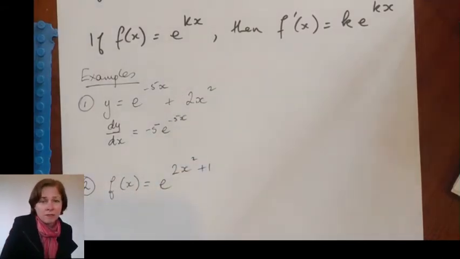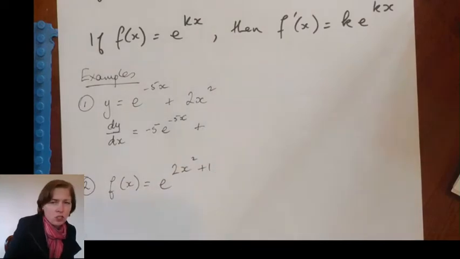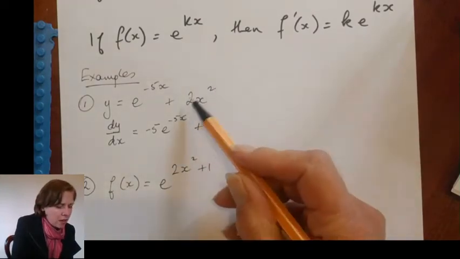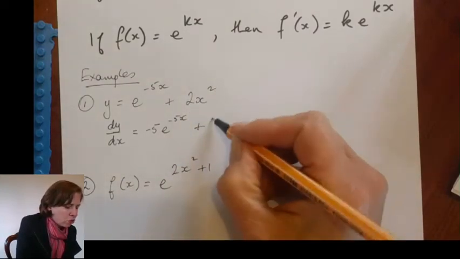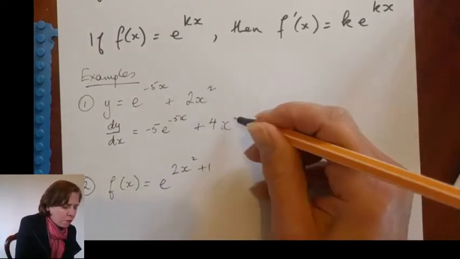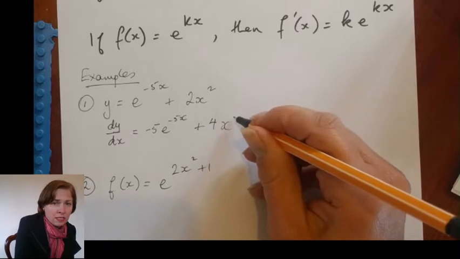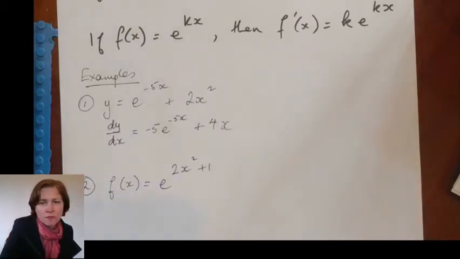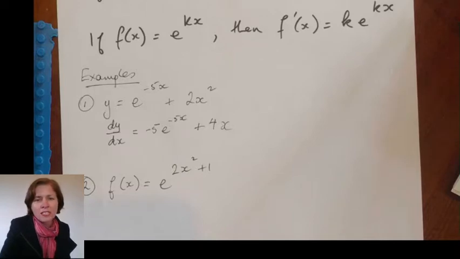That bit's easy. The next bit's also easy. 2x squared, I take this 2 out the front and I multiply it by the 2 that's already there to get 4x, and I'm going to subtract 1 from that power, which gives me a 1. I won't write it. So I've got negative 5e to the power of negative 5x plus 4x is the derivative function.